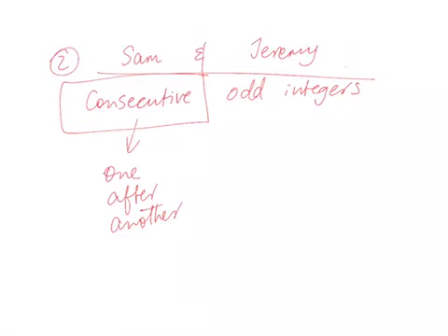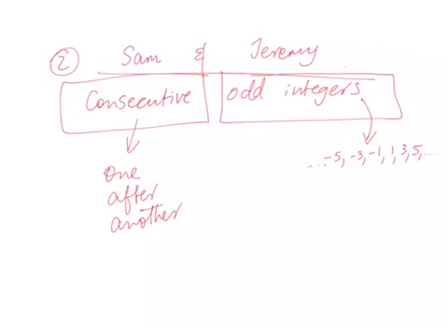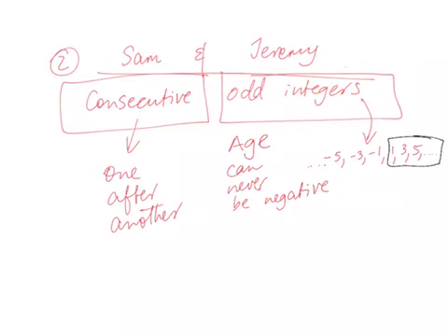And odd integers, what are integers and odd? Two terms that we use frequently. What is an integer? So an integer would be something like -5, -3, -1, 1, 3, 5. All of these are integers. And they are odd. Right? Can an age be negative? Age can never be negative. So a solution set will be somewhere in this end: 1, 3, 5, 7, and so on and so forth, right? So that's our solution set. 1, 3, 5, 7, and so on.